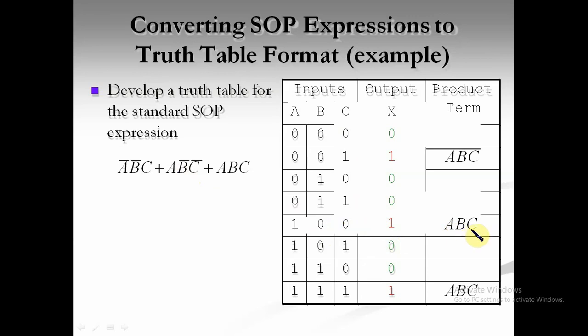Be careful with the bars, so that you don't make mistakes here. And next, A B C means all ones, because there is no bar, hence 1 1 1, and the output is 1. Because there are only 3 terms, the output is 1 for these, and remaining all are 0, in the given truth table.